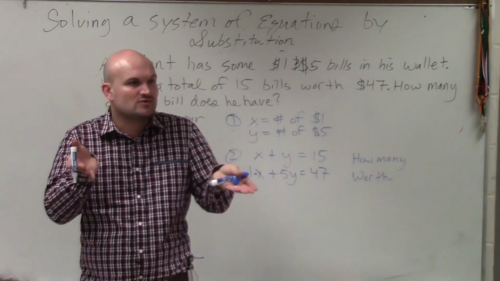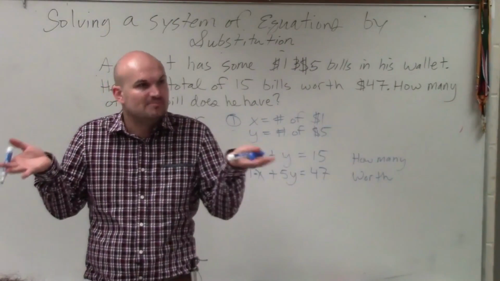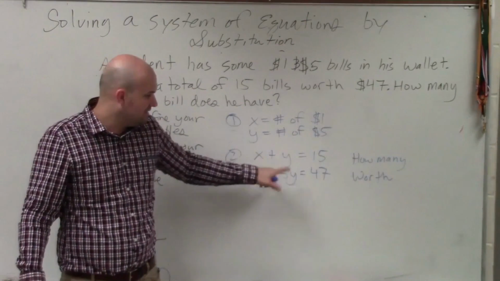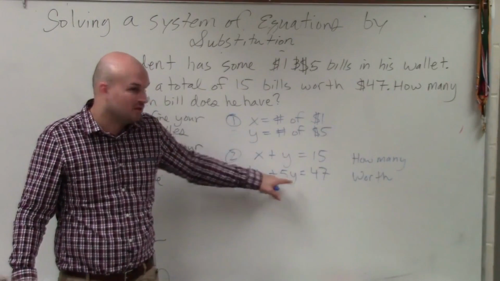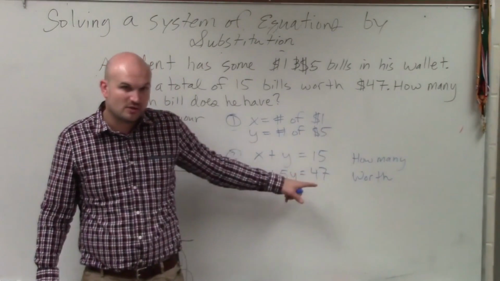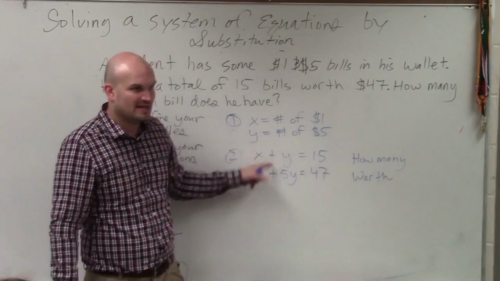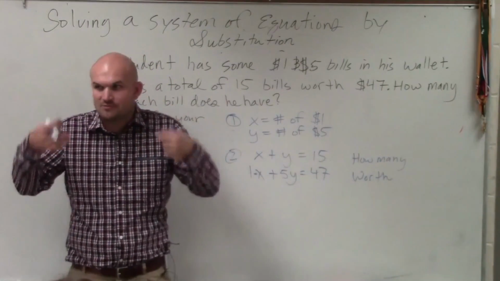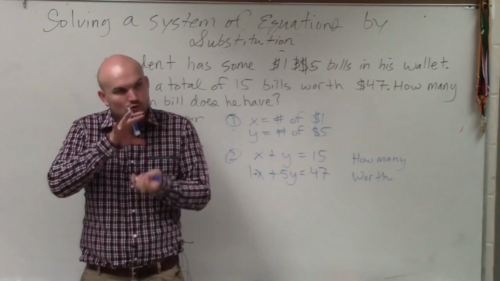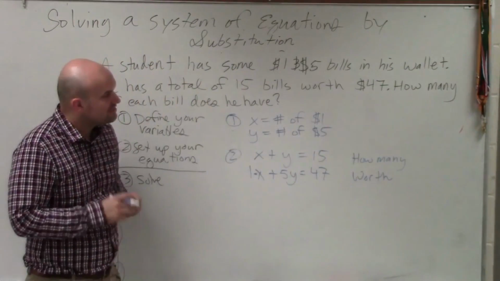One, x plus y equals 15, just represents how many bills he has. And the other one represents their worth, right? Each $5 bill is worth $5. Each $1 bill is worth x dollars. And their total worth is $47. Do you guys see how they're related? One talks about counting the number, the other talks about worth. So I kind of grouped them together. Now we just solve the system of equations.